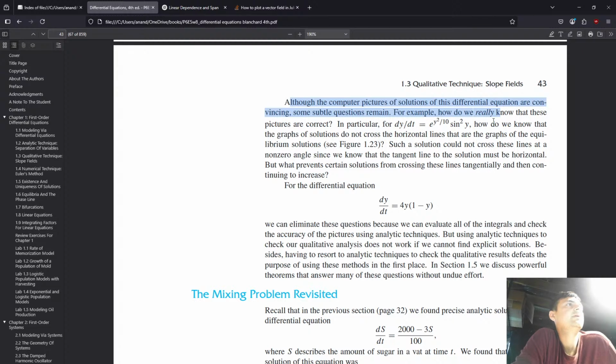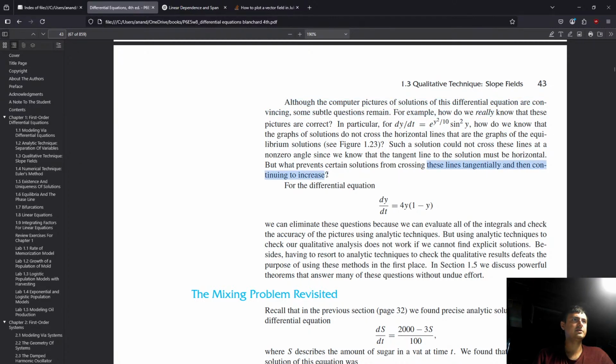What does that even mean? Since we know that the tangent line to the solution must be horizontal. But what prevents certain solutions from crossing these lines tangentially and then continuing to increase?